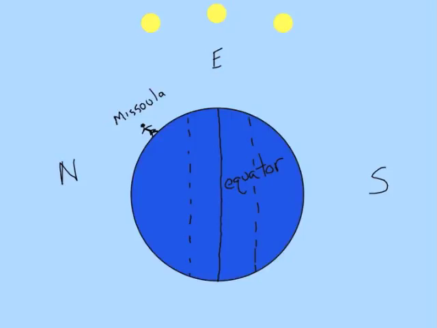Here's a diagram of the Earth and shows the sun in 3 positions. There's Missoula, about halfway between the equator and the North Pole. If we look at the sun during summer, spring and fall, and then winter, we see the angle of the sun has changed. When is it the lowest? Well, on the right, we have the winter.